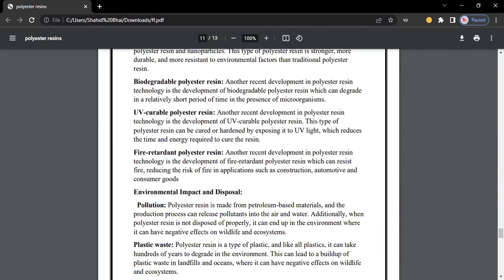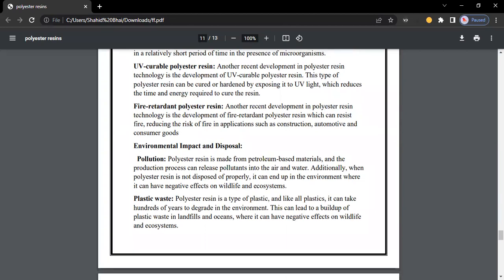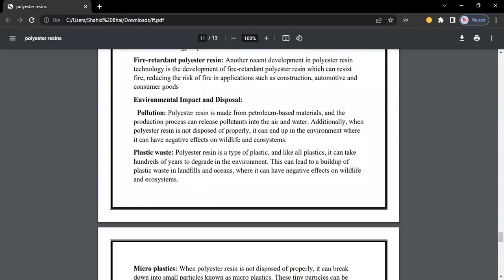Now the last one is the fire retardant polyester. Another recent development in polyester technology is the development of fire retardant polyester, which can resist fire, reducing the risk of fire. Applications are construction, automotive, and consumer goods. Now we discuss the environmental impact and the disposal.